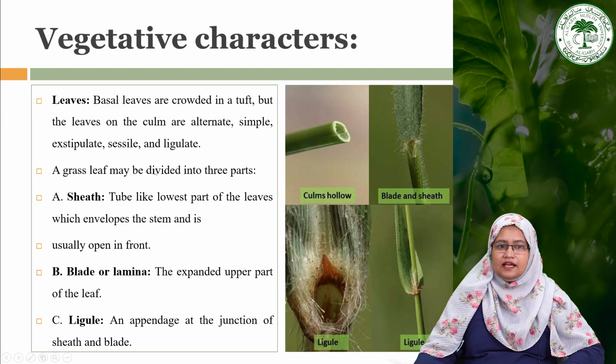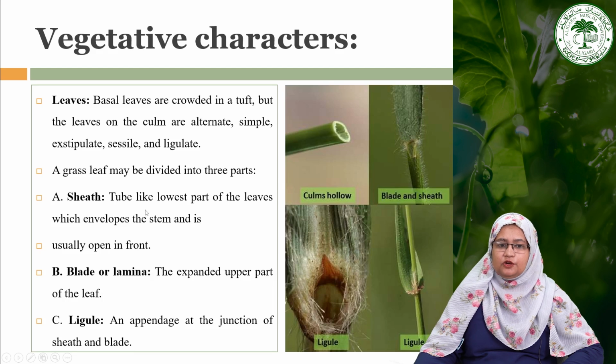Leaves are basal or crowded in a tuft, but the leaves on the culm are alternate, simple, exstipulate, sessile, with a ligule. As you can see, generally the leaves have a three-part structure. The first one is the sheath. These are the sheaths that cover the stem.